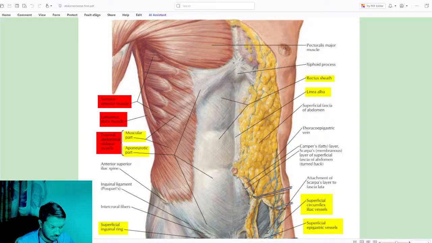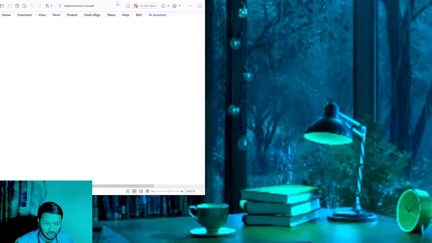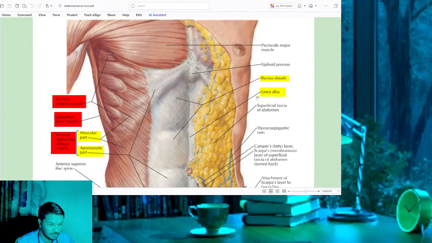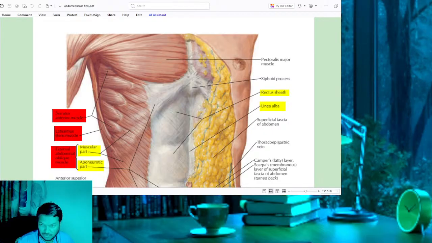Okay, so today we will continue our discussion from abdomen. In our previous lecture, we covered up to page number 40. So today we will continue from there.